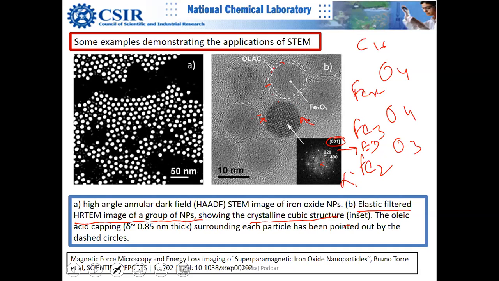So this is the corresponding HAADF image A. As I explained earlier, the bright spots are the areas where more electrons are reaching. The darker areas mean no electron is reaching here, right? Brighter areas mean there are more electrons reaching. So that means those are particles actually. Any question here?